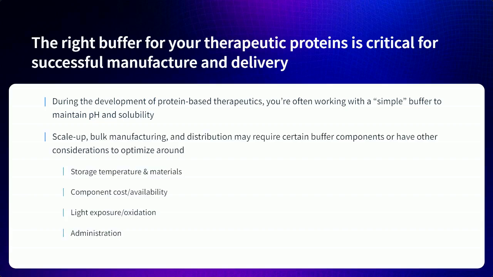Now, however, this buffer is probably not going to be ideal for the stressors associated with scale-up, manufacturing, and distribution. Some factors to be mindful of include temperature, both manufacturing temperature and long-term storage temperature, how the antibody will be stored, the cost and availability of the buffer components, sensitivity of the antibody and buffer to light exposure and oxidation, and factors that may affect administration.